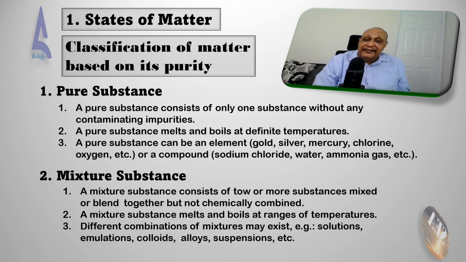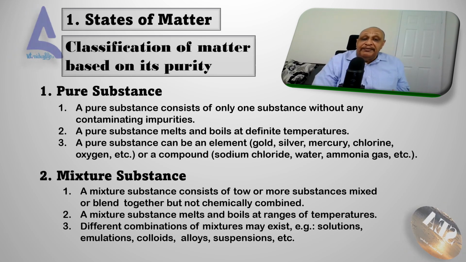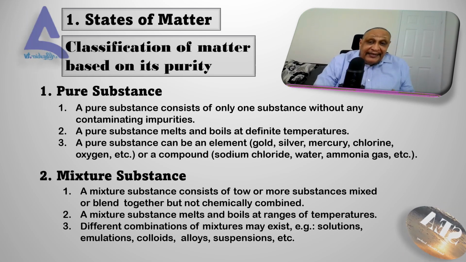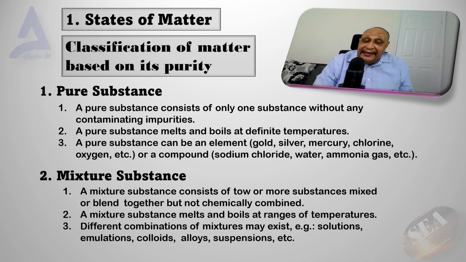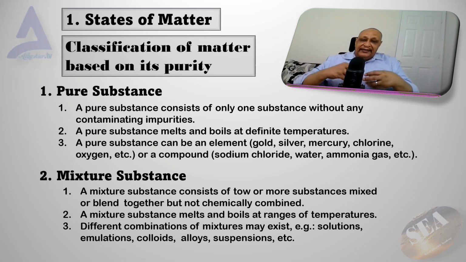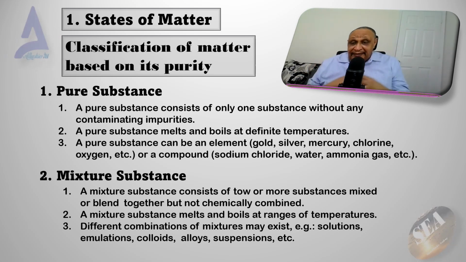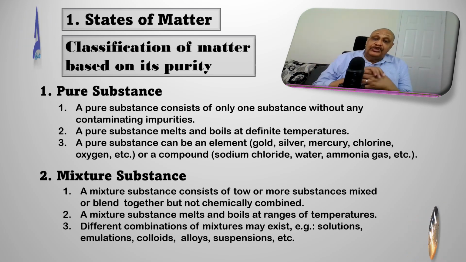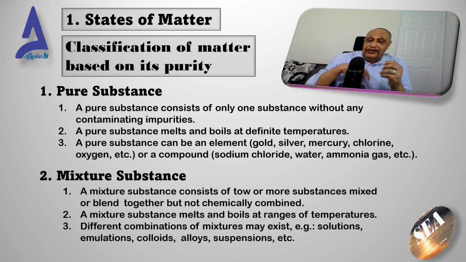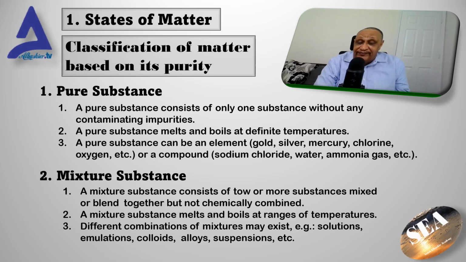A mixture consists of two or more substances mixed or blended together but not chemically combined. That is very important. They are not chemically combined. When you get sugar and put it in tea and stir it, it's going to mix together. You are not going to see the sugar, but it is just a physical blending, a physical stirring, and they are just mixed together using physical means.